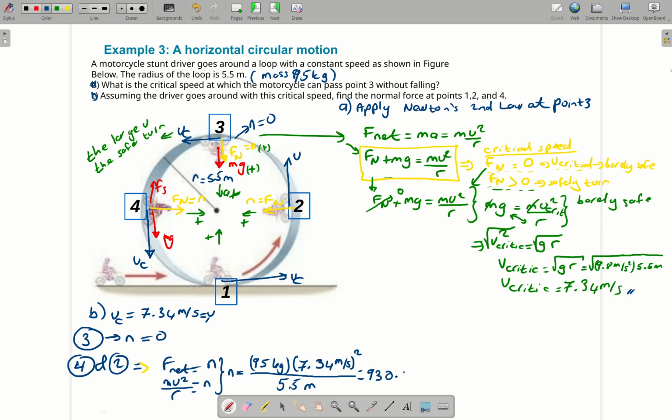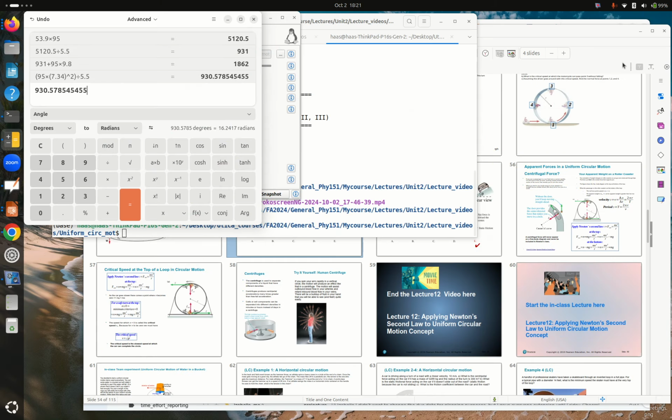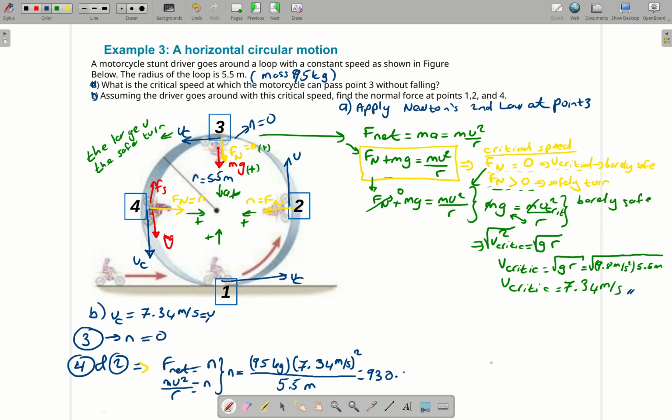930.6. Let's put 2 decimals. Was it 5.6? Let's check that again. 5.7. So I'm gonna put 2 decimals. And it's the same at 4 and same at 2. Okay, now we're going to do 1.